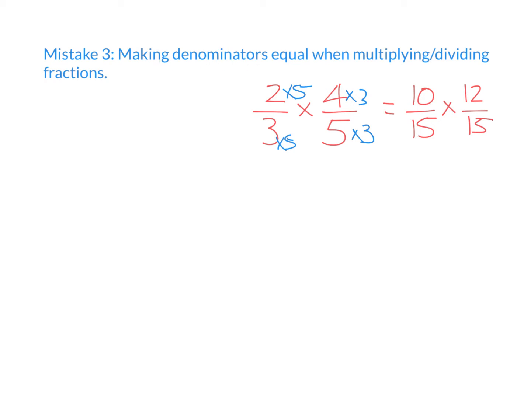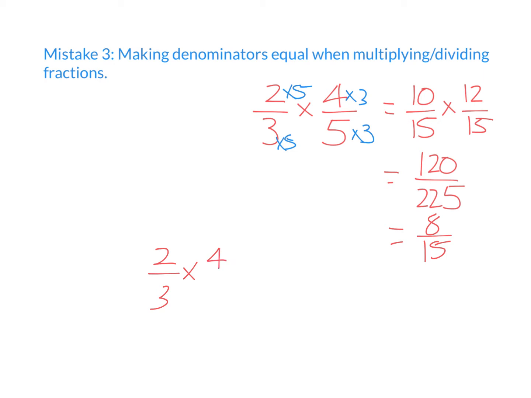So this making the denominators equal when multiplying or dividing fractions, it actually isn't wrong, it just makes it so much harder. So if I went ahead and did this, 10 times 12 is 120, 15 times 15 is 225. You get the right answer, but it's not simplified. This requires a lot of simplifying. In fact, you'd have to divide top and bottom by 15. So that actually takes quite a bit of work. Why don't we just do it the proper way?